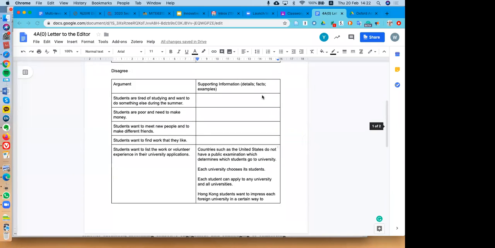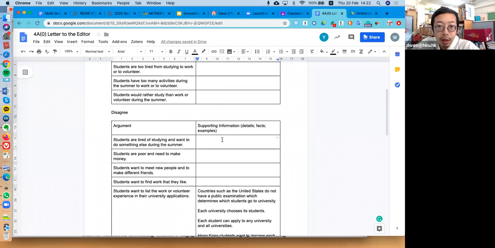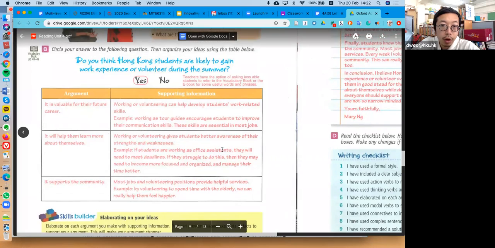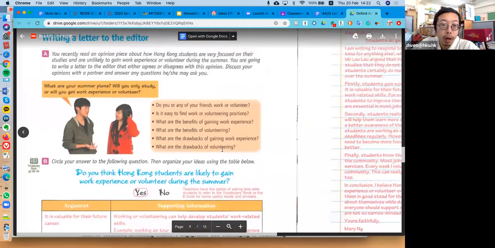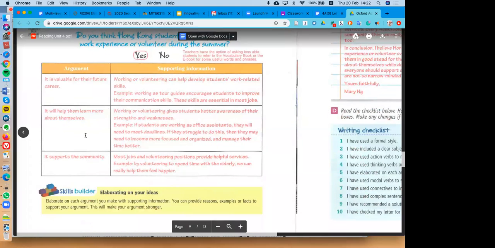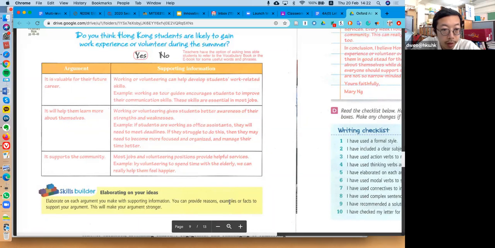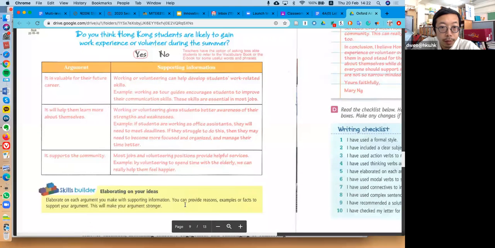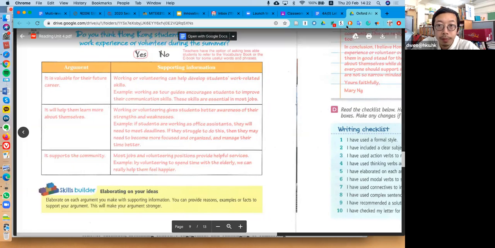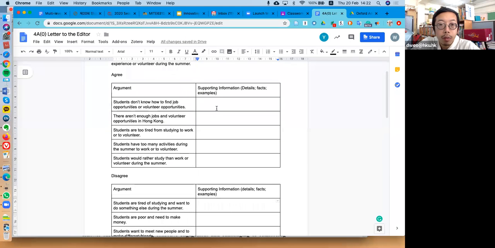No. Okay. So again, you need to think of some supporting information for your reasons. And it appears, at least in this letter to the editor structure, that you want maybe 3 arguments or reasons. Okay, so you want reasons, examples, facts. And so you have examples here. Let me do one more. Which one do you want me to do here for agree?